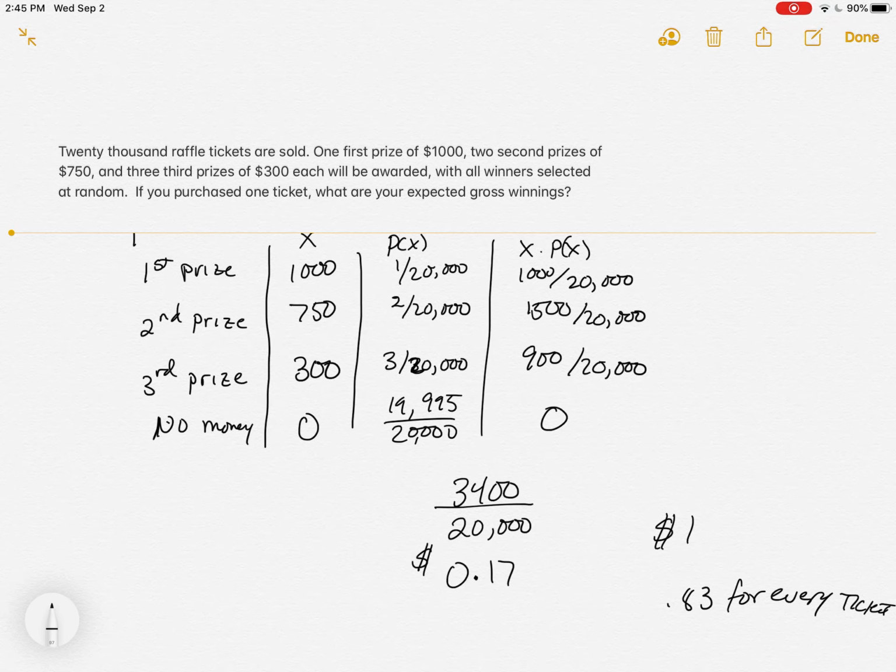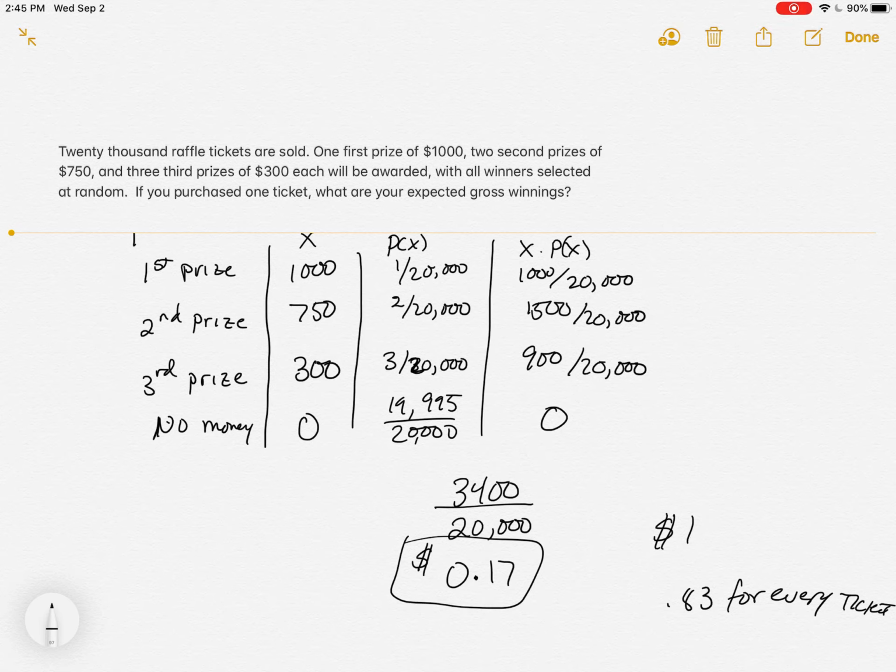So that's $16,600. That's how much they would make running that raffle, right? Where they make some people happy, right, with $1,000, 750, but a majority of people, right, 19,995 are going to walk away empty-handed if everybody just bought one ticket. Okay, but 17 cents is the expected gross winnings.